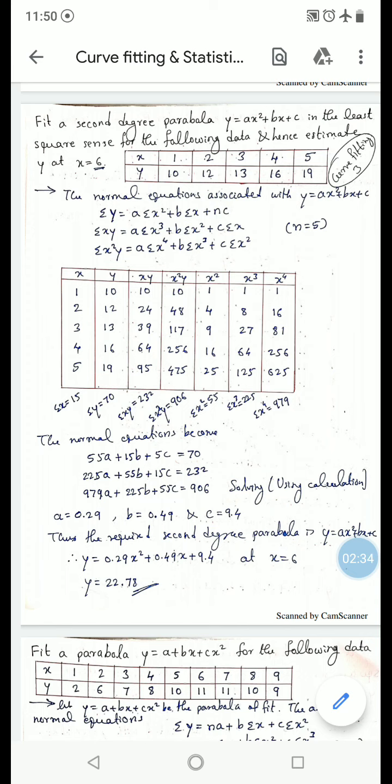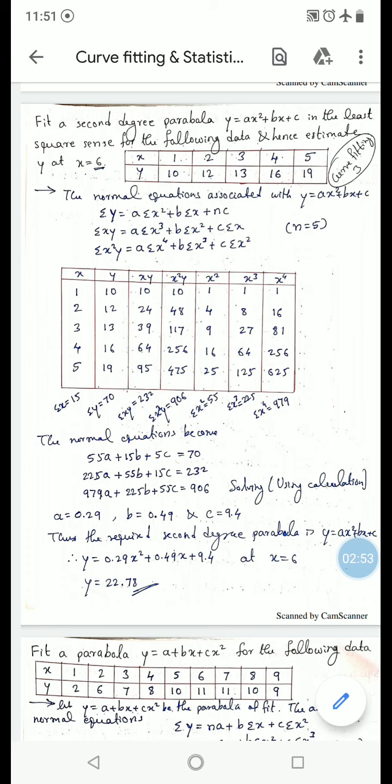Solve these by using a calculator. On solving the three simultaneous equations, we get a equal to 0.29, b equal to 0.49 and c equal to 9.4. Therefore the required second degree parabola is y equal to 0.29x square plus 0.49x plus 9.4.